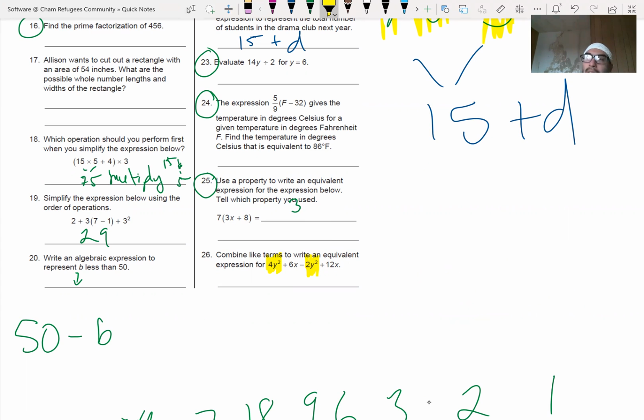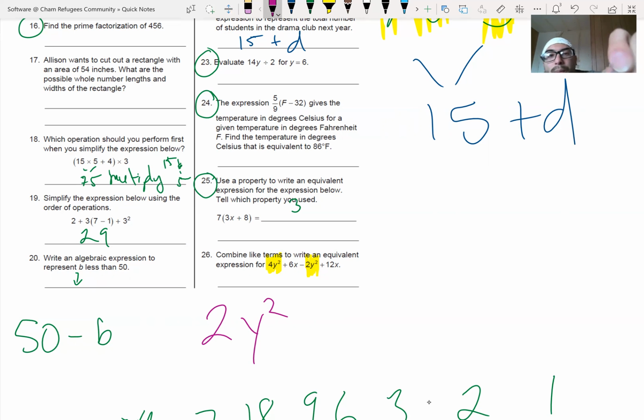When you have variables, I like to replace them with just a generic name. I'm going to call them yams. 4 yams minus 2 yams is 2 yams, right? So I'm left with 2 yams. But I don't want to write yams. What am I going to actually write? Yes, I'm supposed to write y squared because that is represented by y, yams. I used yams to represent y squared.